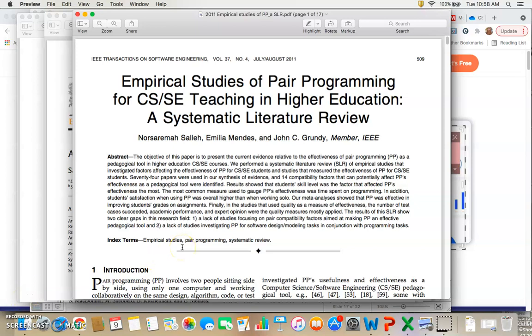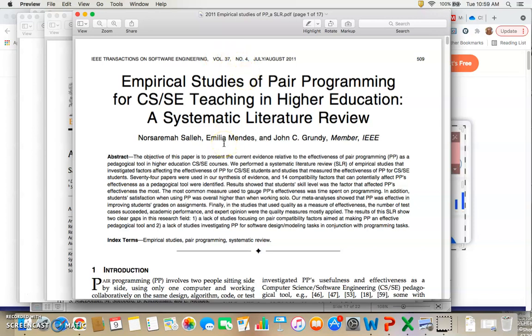Okay, let me show you a few more examples on how people report mapping study or SLR. So this is one example of my paper. It is a systematic literature review paper. The title is Empirical Studies of Pair Programming for CS, SE Teaching in Higher Education, a systematic literature review. This paper was co-authored by my advisor, Professor Mendes and Professor John, and it has been published in IEEE Transactions on Software Engineering. This is the detail about the publication, volume 27 and number 4.